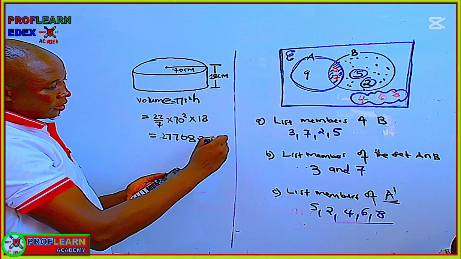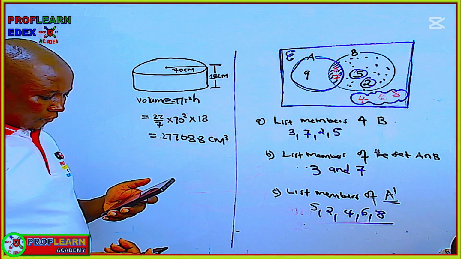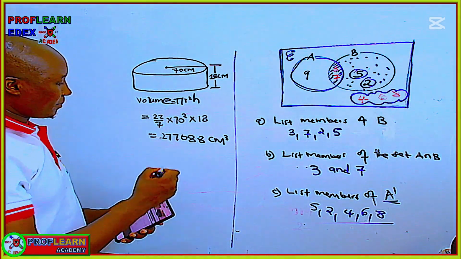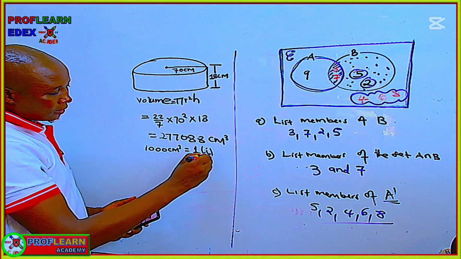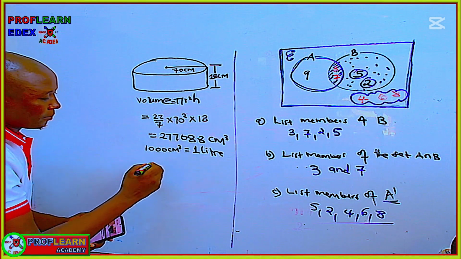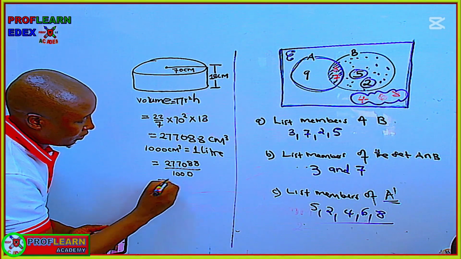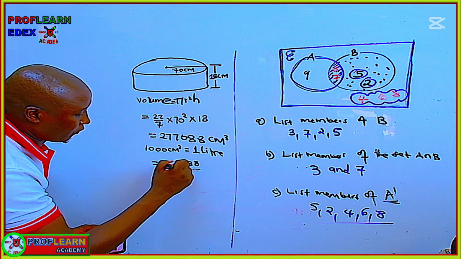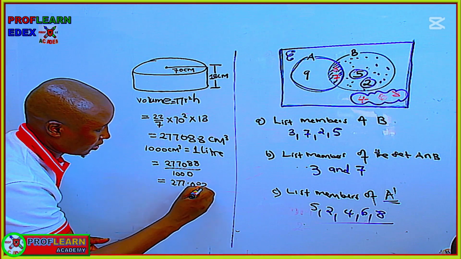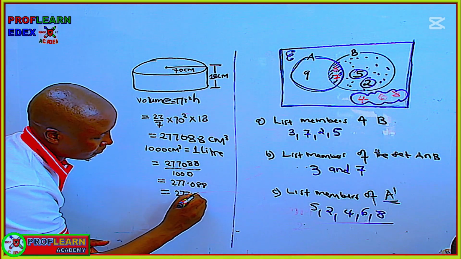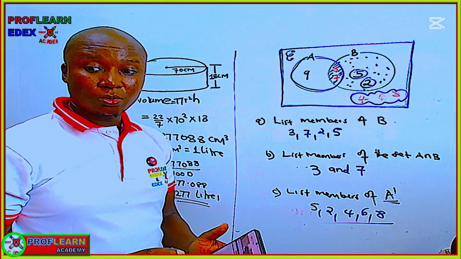And that becomes a value of 277,788 centimeter cubic. But we are supposed to work out the volume to the nearest liter. To the nearest liter means we need to remember that 1000 centimeter cubic equals 1 liter. So the number of liters in this case, we're going to take 277,788 divided by 1000, and if you divide that, we shift the decimal point three steps, so it will be 277.788. To the nearest liter is 278 liters as the volume of this particular solid. Basically, that's what you were supposed to do in this particular question.